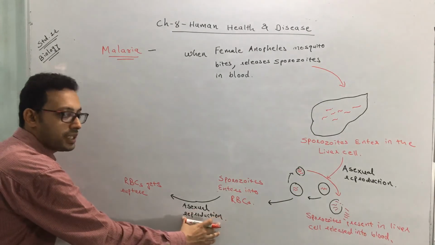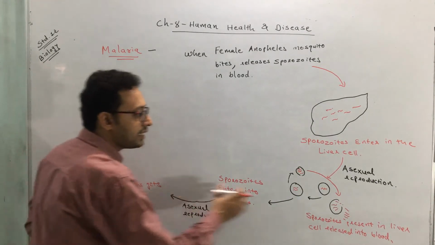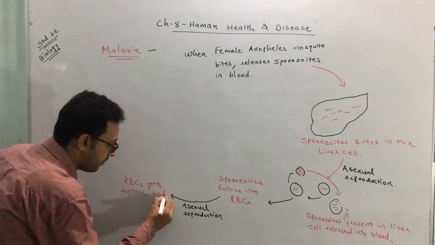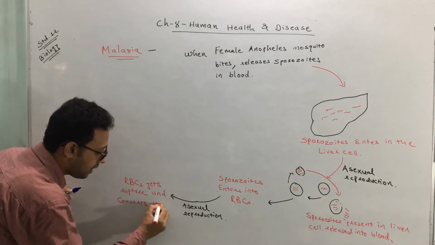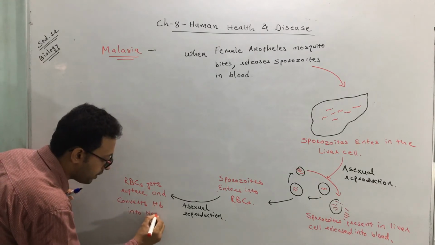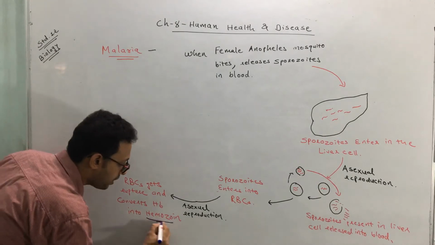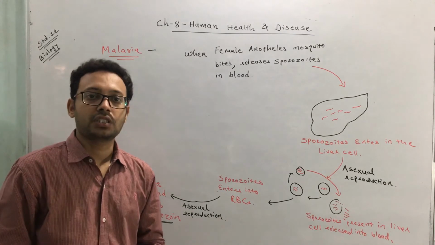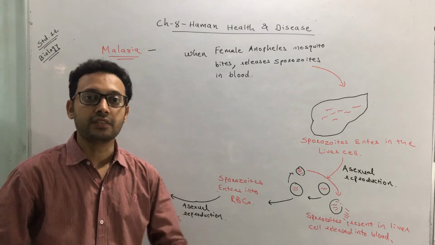When they undergo asexual reproduction, the numbers increase. This also leads to a rupture of RBCs. Similarly, as the liver cell ruptures, it converts hemoglobin into hemozoin. Remember, it converts hemoglobin into hemozoin, a toxic substance. This toxic substance is responsible for symptoms like chills and fever.